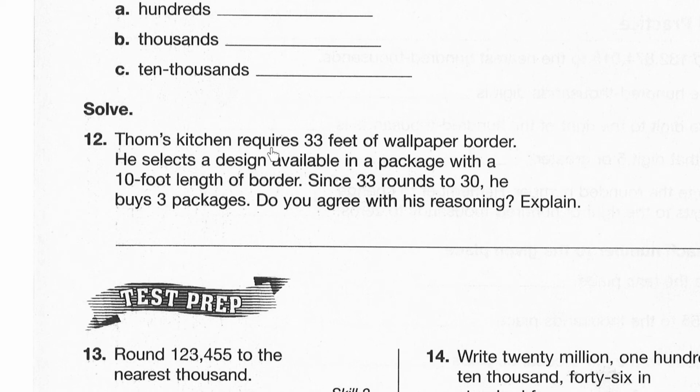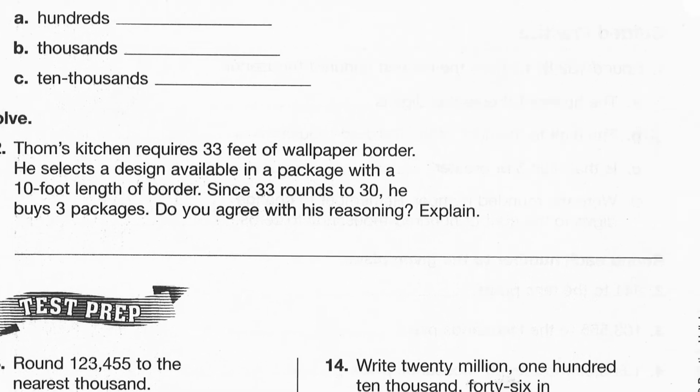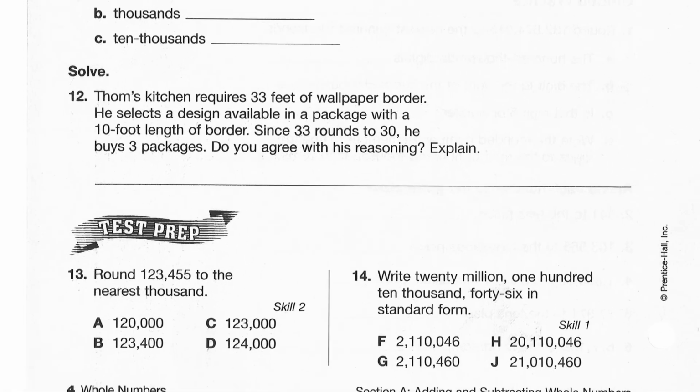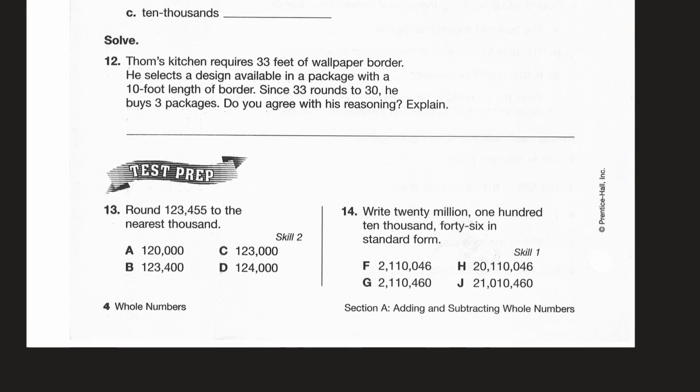Tom's kitchen requires 33 feet of wallpaper border. He selects a design available in a package with a 10-foot length border. Since 33 rounds to 30, he buys 3 packages. Do you agree with his reasoning? Let's think about this. Tom's kitchen requires 33 feet of wallpaper border. Well, this is what's happening. Let me make this a little bit smaller.